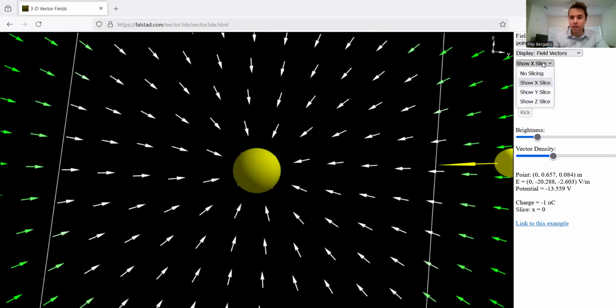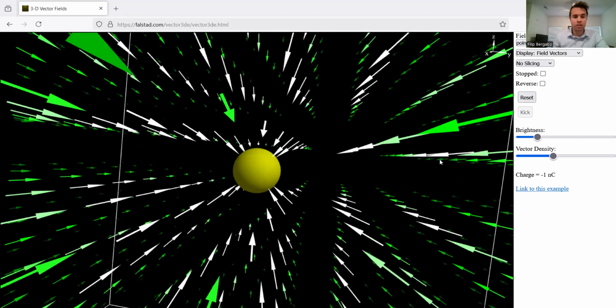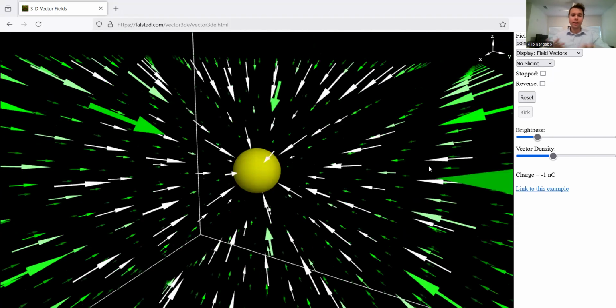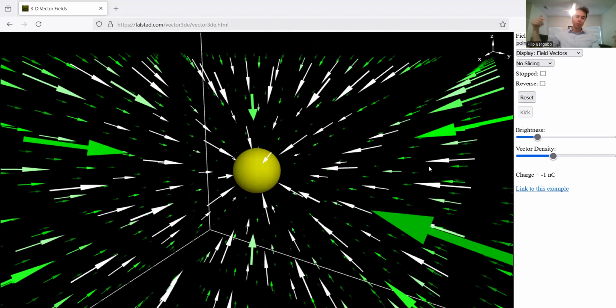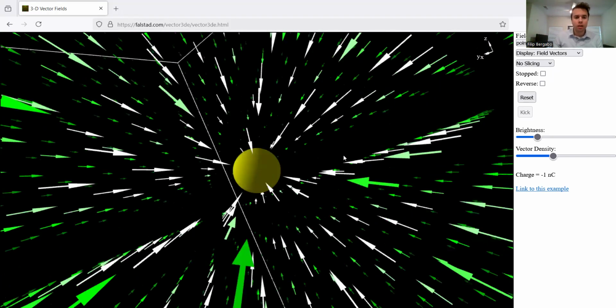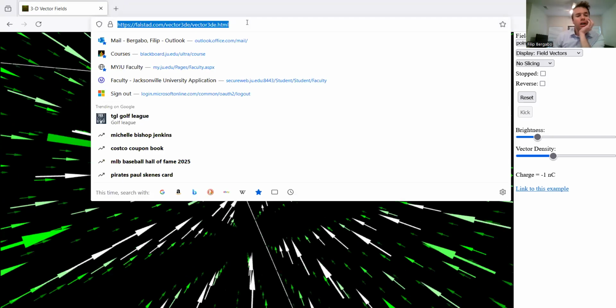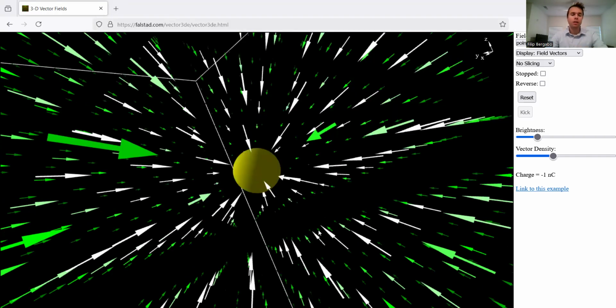So instead, let's take a moment just to look at this with no slicing. Now you can see there are all these vectors arranged throughout 3D space that always point in towards this charge. I recommend, you can probably see the link here, having a quick look. In fact, maybe I'll put a link to this on Blackboard so that you can play with this as well, because I think this is a nice, neat thing to get some intuition.